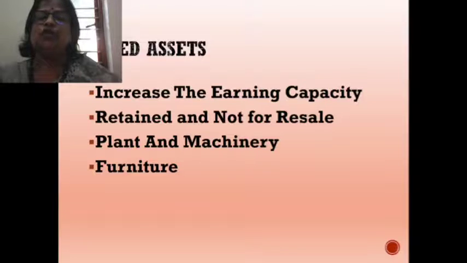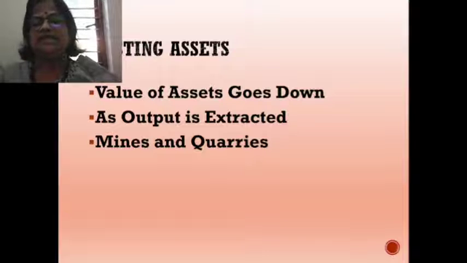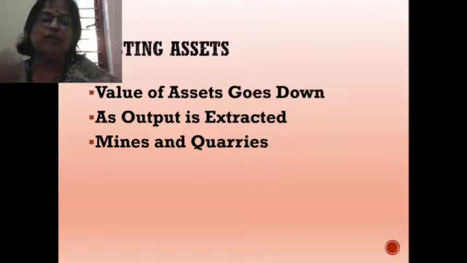They always want to retain in the business because it will increase the earning capacity of the business. Examples are plant and machinery and furniture. Next is wasting assets. Wasting asset meaning, as the name indicates, value of assets goes down when you extract things from that. So the best example is mines and quarries. As you extract the quarry output from that, the value of the asset will go down. So that is called wasting assets.